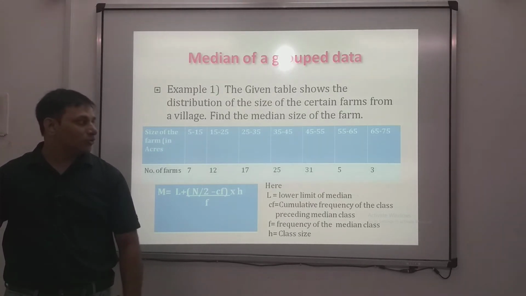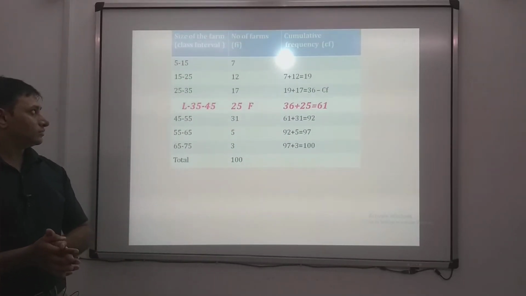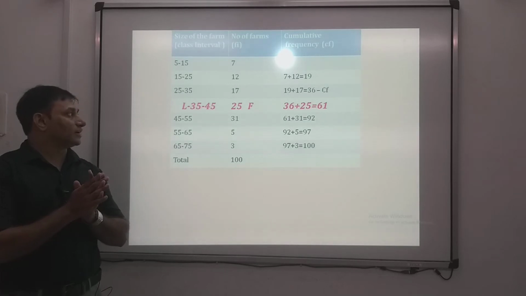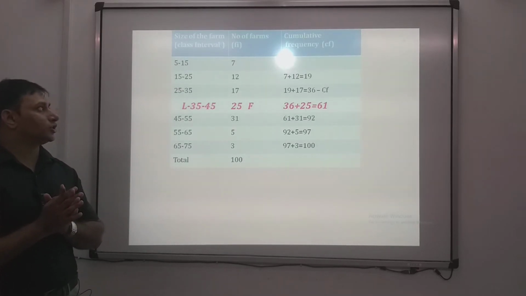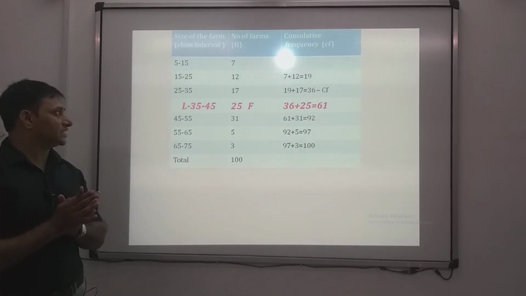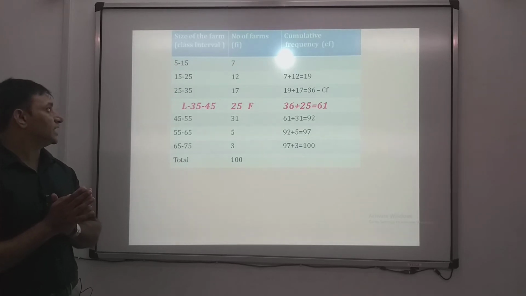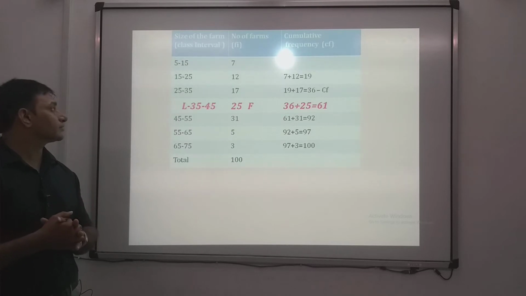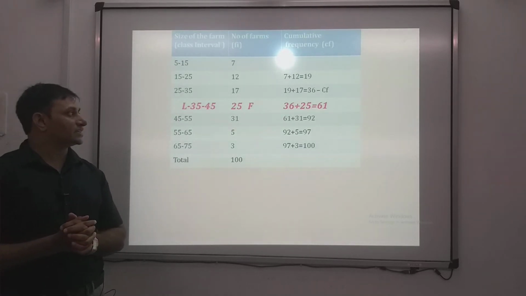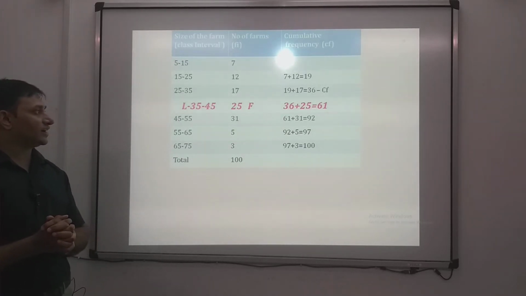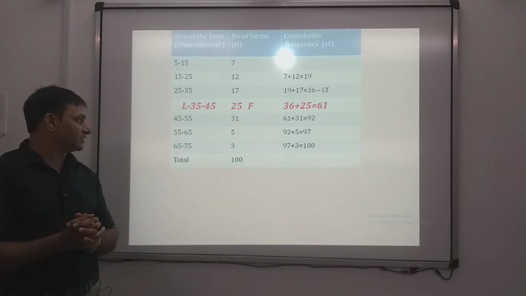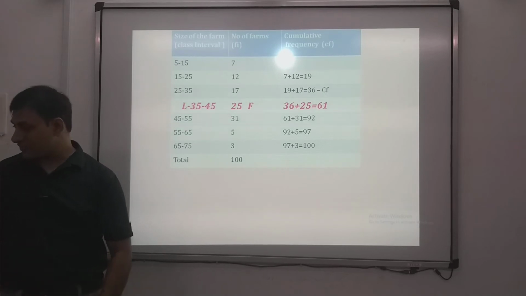Now let us find the cumulative frequency of less than type for this class. The size of the class, that is the class interval, and the number of farms have been given to you. Cumulative frequency you need to find for less than type: less than 15 is 7, less than 25, add up the total frequencies, you will get 19. For 35 it is 36, for 45 it is 61, for 55 it is 92, for 65 it is 97, and for 75 it is 100.